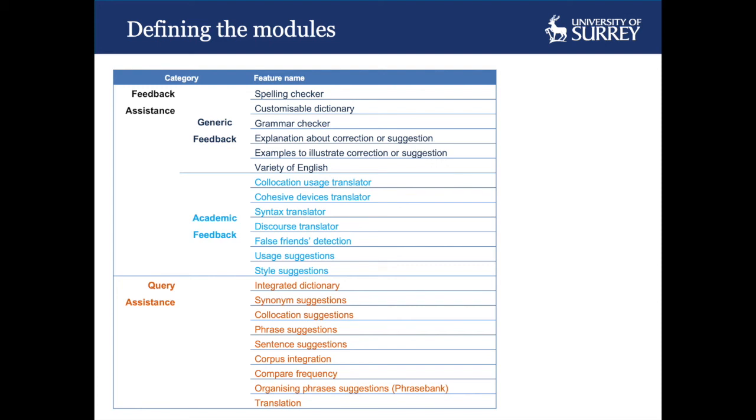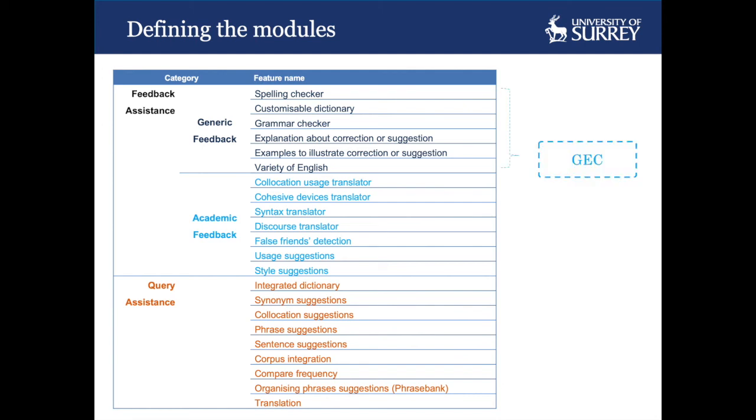The feedback assistant was further divided into general feedback, which are features providing general English feedback such as spelling and grammar checker, and also academic feedback, which are features providing specific academic writing feedback, including L1 influence issues in style and usage.